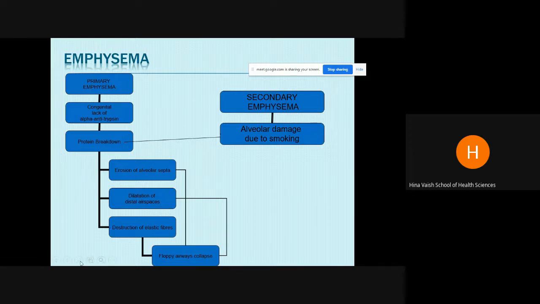So this is one of the mechanisms, and this protein breakdown will also lead to alveolar damage. Smoking also leads to secondary emphysema. So it can be primary, in which there is lack of alpha-1 antitrypsin, or because of smoking there is protein breakdown, which can lead to secondary emphysema.